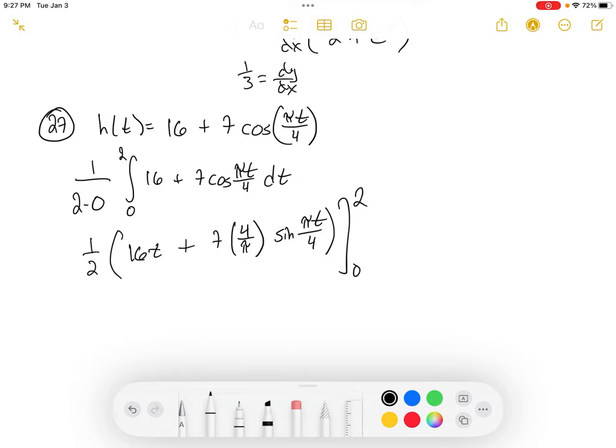So you can work this out. It's going to be 1/2 of 32 plus, oh boy, 28 over pi sine of pi over 2, which is 1. So that's good. And then when we plug in 0 here, the second time they're both 0. So it's just this thing, which I think is 16 plus 14 over pi, which hopefully is an answer.